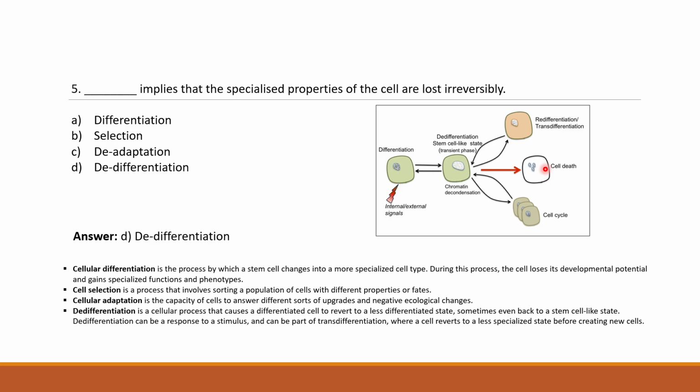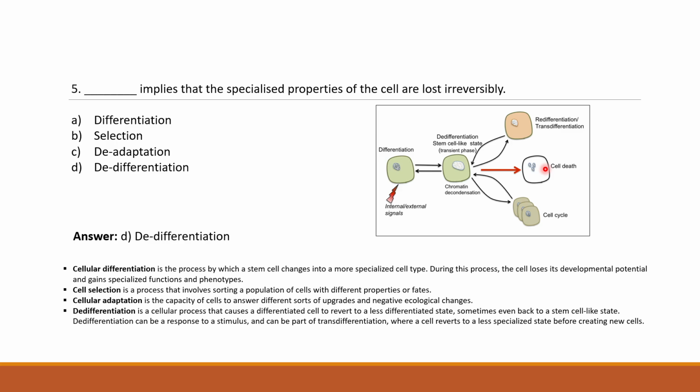First, we'll see what adaptation is. Adaptation is the capacity of cells to respond to different sorts of stimuli or adverse changes in the environment. So adaptation means that whatever signal the cell gets from its exterior, it adapts to that.